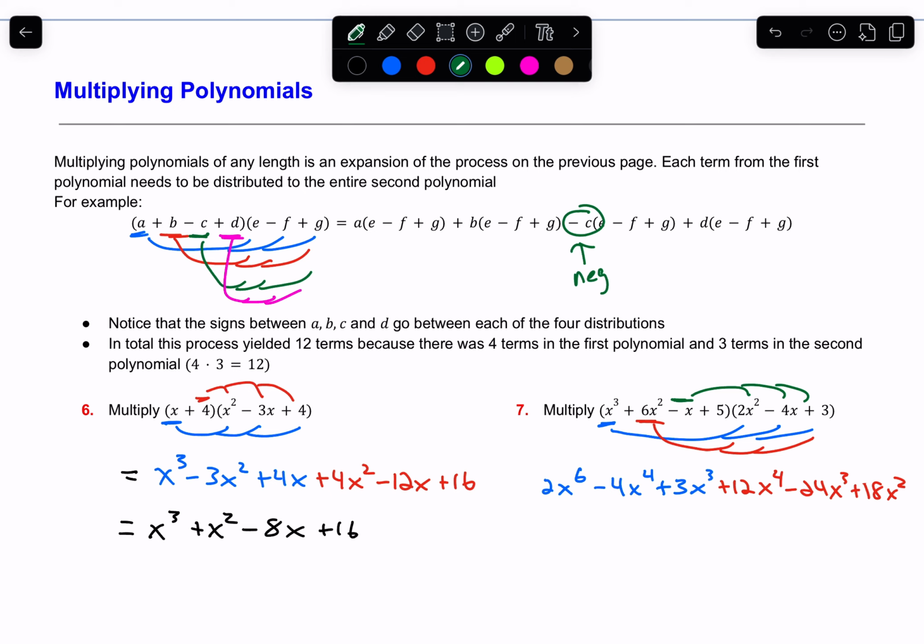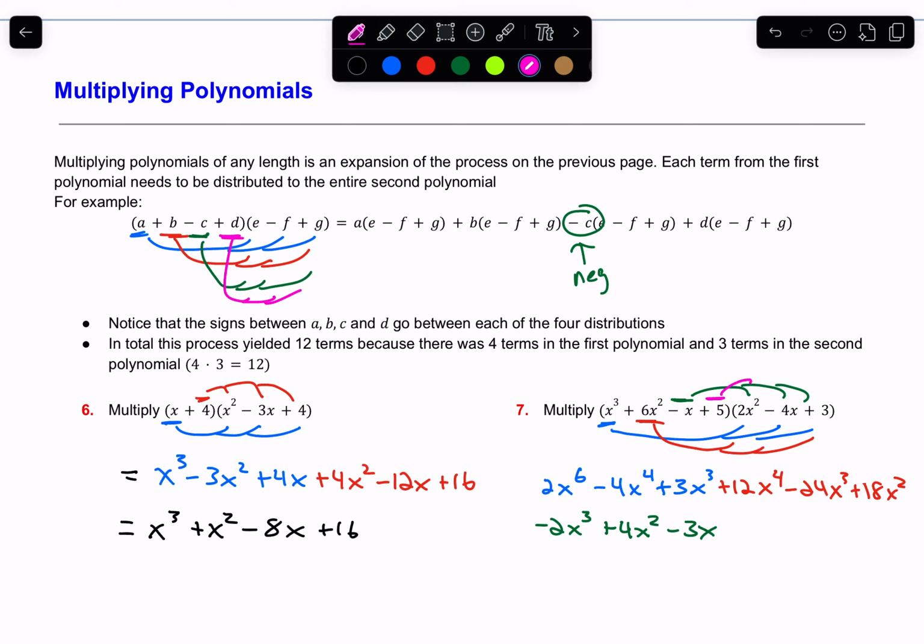So negative x times 2x squared is negative 2x squared. Sorry, negative 2x cubed, because x times x squared is x to the power 3. Negative x times negative 4x: a negative times a negative is a positive, so we get positive 4x squared. Negative x times 3 is just negative 3x. All right, one more to distribute.